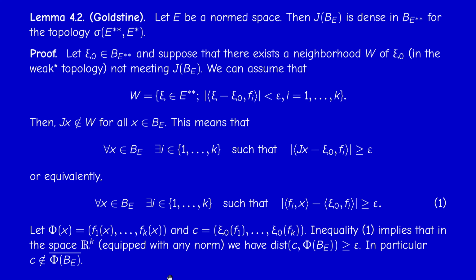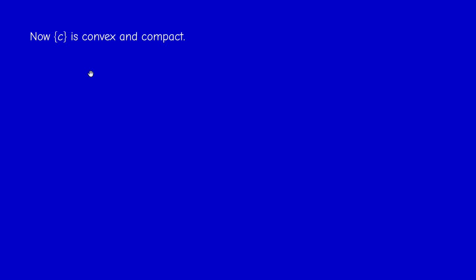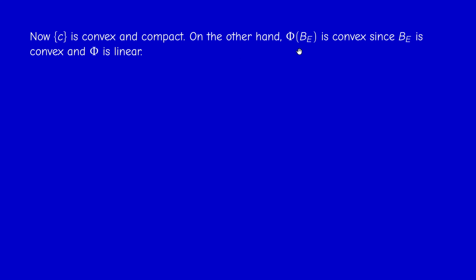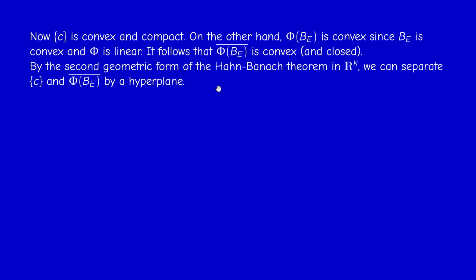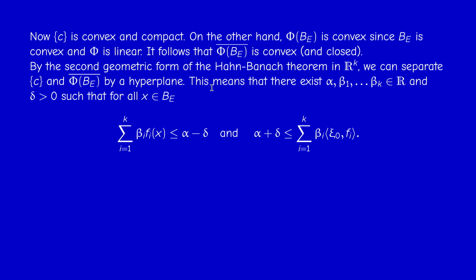Okay, so now what do I have? I have a convex compact set, the singleton C, and a convex set phi of B. Why is it convex? Because B is convex and phi is linear, and the image under a linear map of a convex set is convex. So we can separate C and the closure of this set, strictly by a hyperplane. So by a closed hyperplane. Of course, it's closed because we are in Rk. So this is just Hahn-Banach in Rk, not in E. So all hyperplanes are automatically closed.